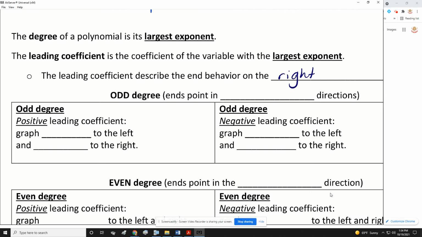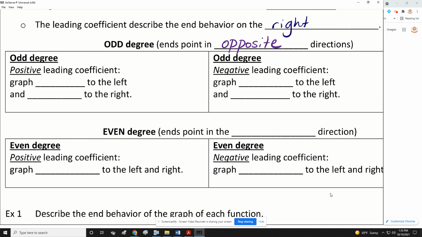And then to figure out what's going on the left, you have to know if the degree is odd or even. If the degree is odd, the ends are going to point in opposite directions. And if the degree is even, the ends are going to point in the same direction. Try to remember that the leading coefficient tells what happens on the right. So in this first table, if there's a positive leading coefficient, I know for sure the graph rises to the right. And if the degree is odd, the left is going to do the opposite thing, so the graph falls to the left.